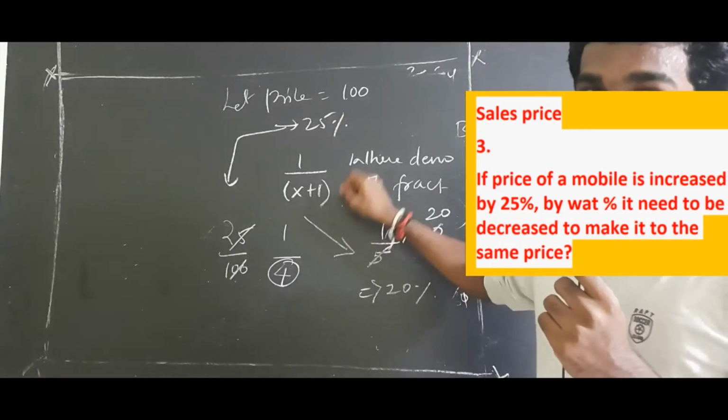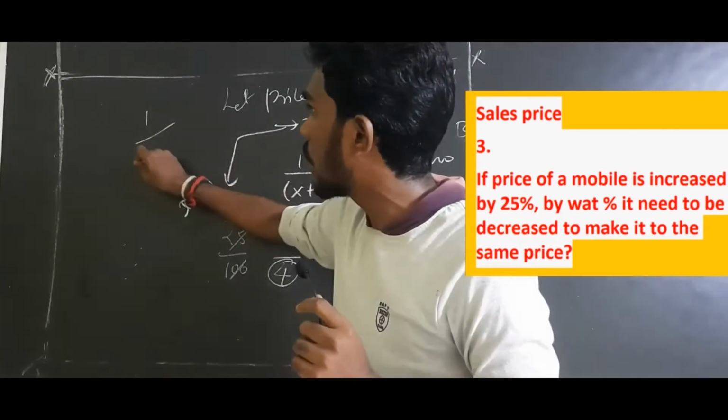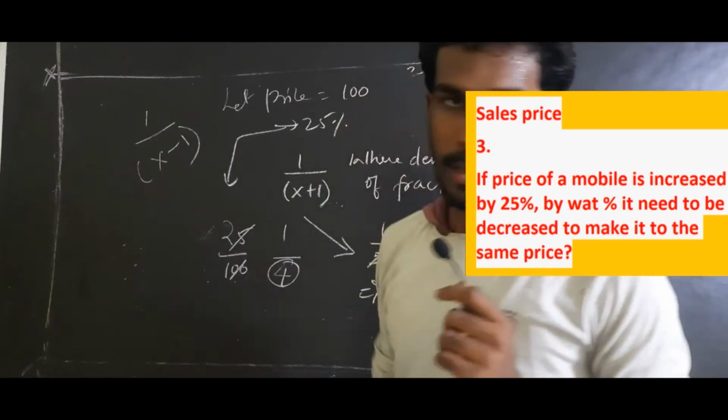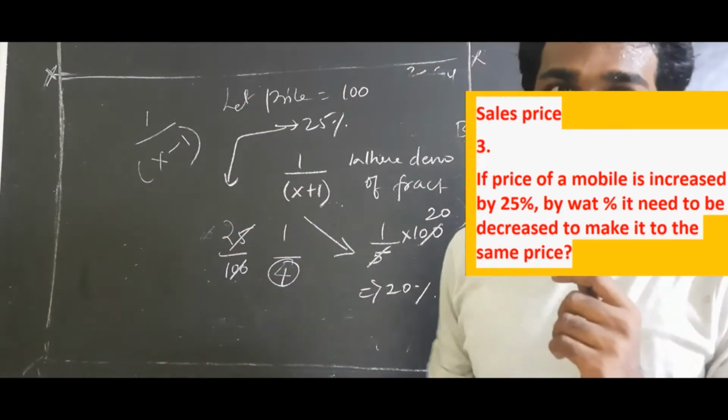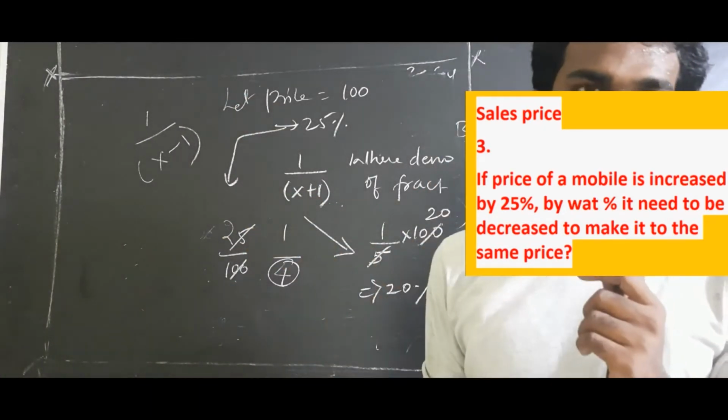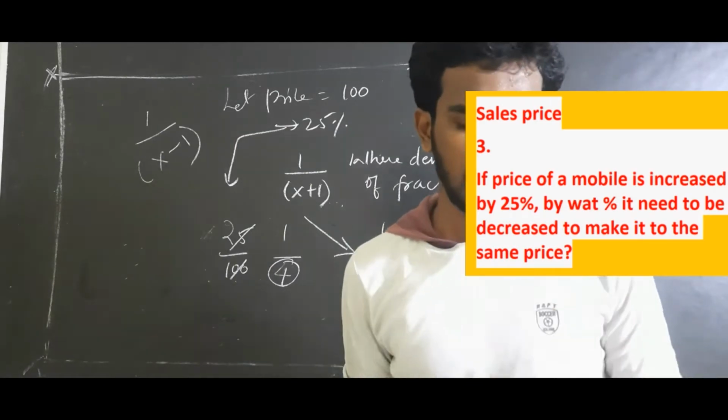If you want to decrease, use 1 over x plus 1. If you want to increase, then the formula goes as 1 over x minus 1, where x is the denominator part of that fraction. Let's go to the fourth question.